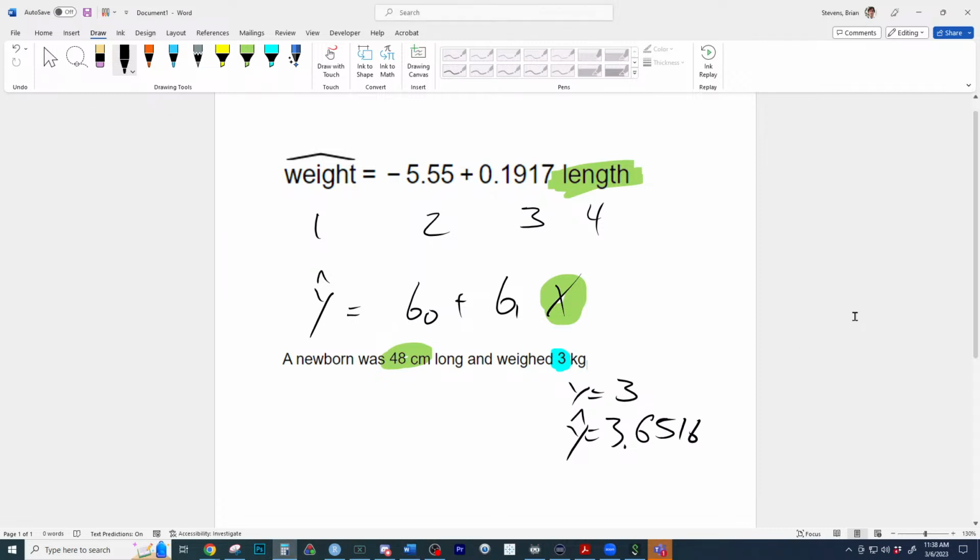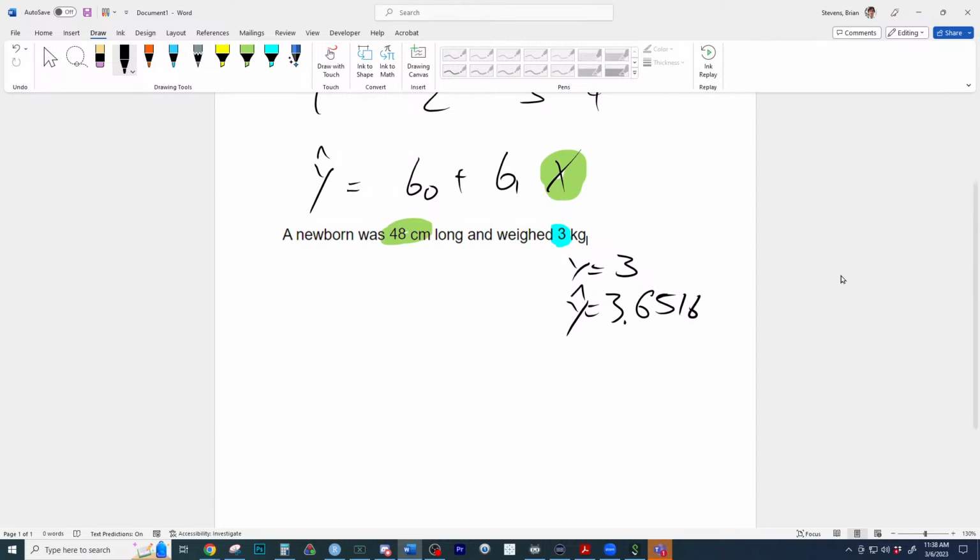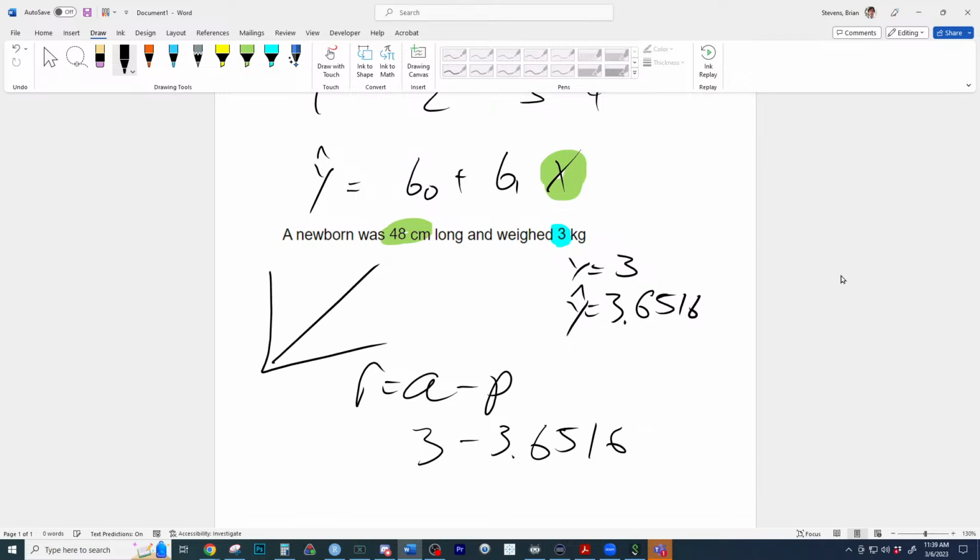There it is. The residual equals actual minus predicted. The baby actually weighed 3 pounds, but it had a much higher predicted weight. So if we had a model, it actually weighed about 3 pounds. This is 3, but the prediction from the line, which would be up here, would be about 3.6516.